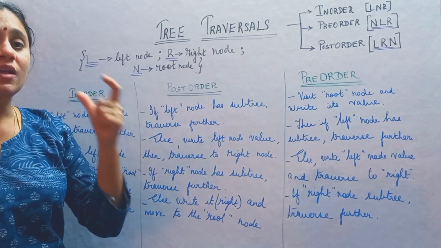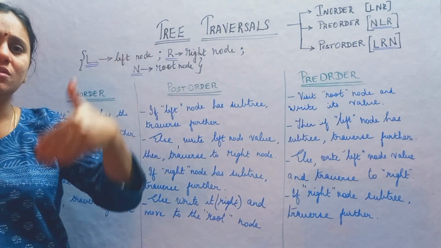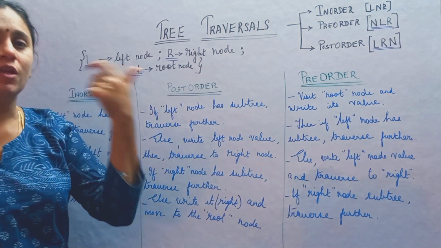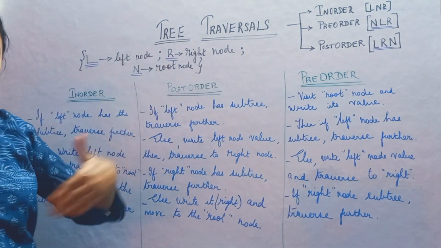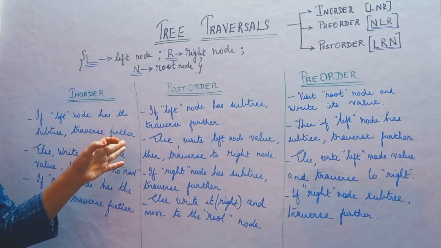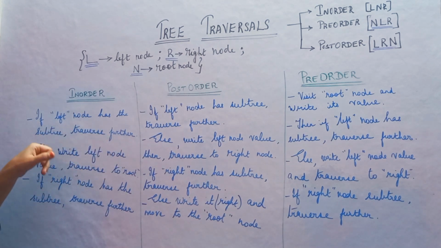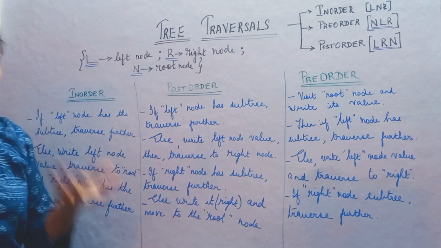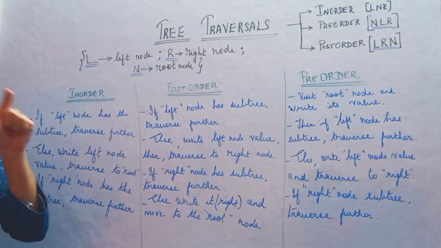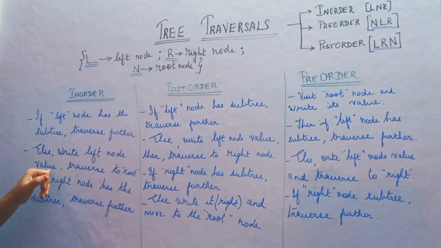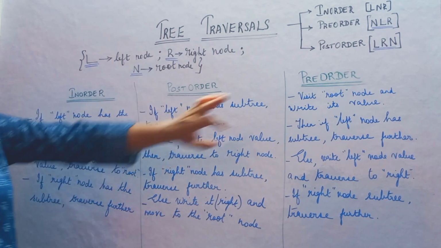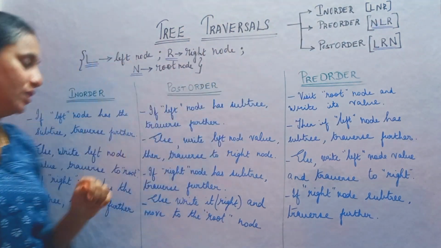Otherwise, if that left node is further having subtrees, without writing the left node, we are going to move further. That is a point that is being given here, right? Else, write the left node. That means if it is the child node, I am going to write the respective left node value, and then after writing the left node, I have to move to the root node, isn't it?